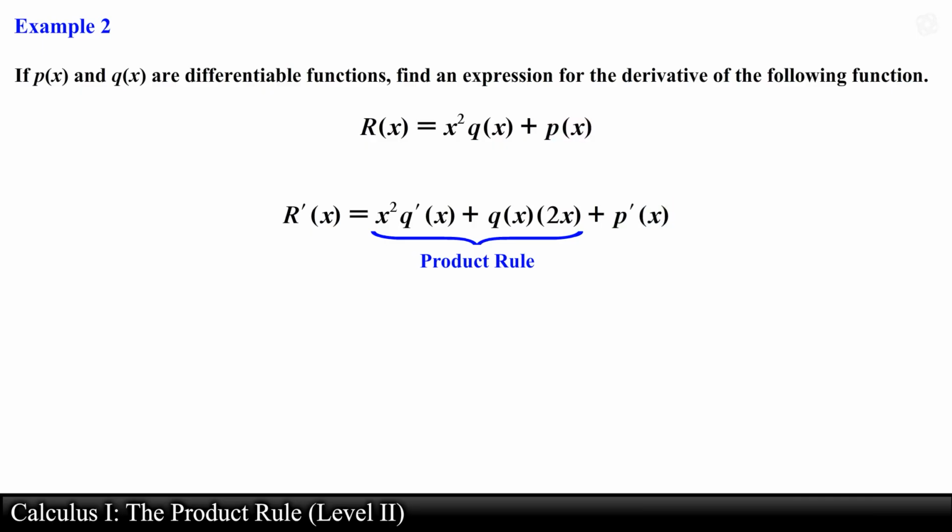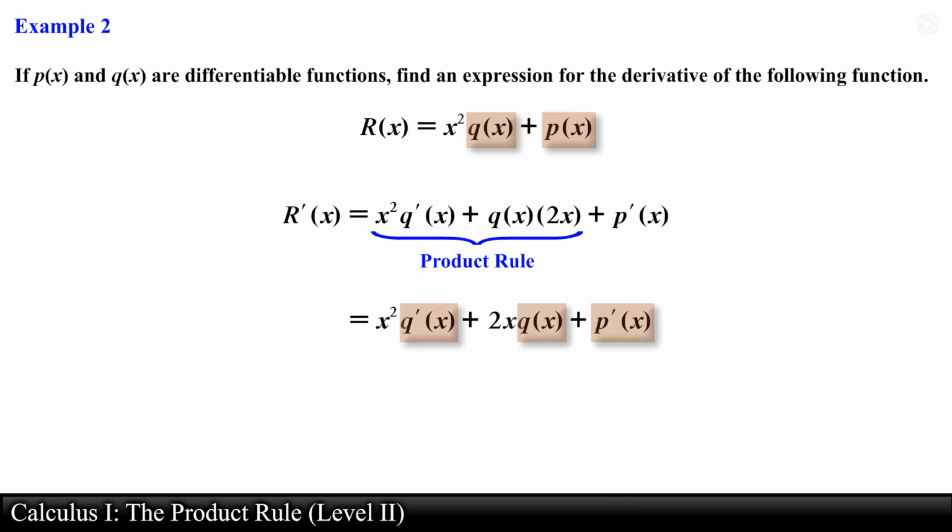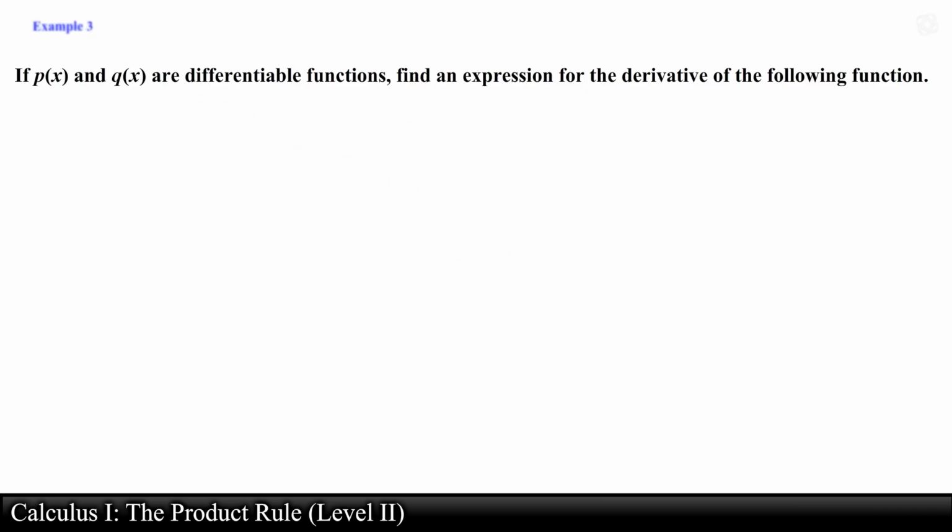Rearranging the expressions, we obtain the final derivative equal to x squared times q prime of x plus 2x times q of x plus p prime of x. Once again, this expression represents the derivative of r of x in terms of q of x and p of x. If we knew what p of x and q of x were equal to, we would just substitute them directly into this expression. Alright, let's try one more example.